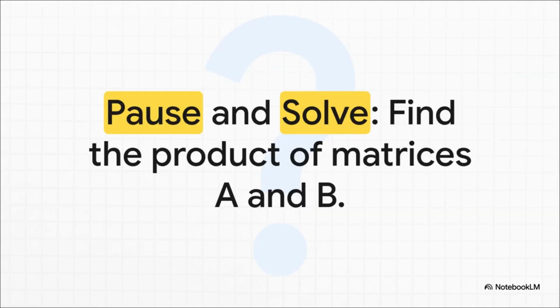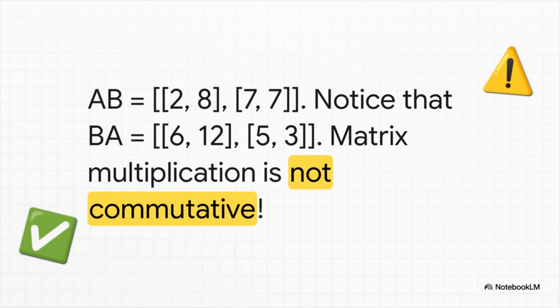So the crucial point here is active learning. I want you to pause this explainer right now, grab some scratch paper, apply that row by column rule we just looked at, and find the product of A and B. Take your time. All right, let's check your work against this isolated breakdown.